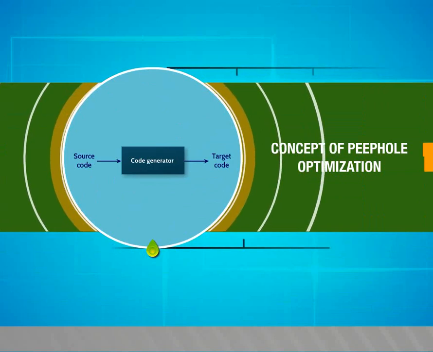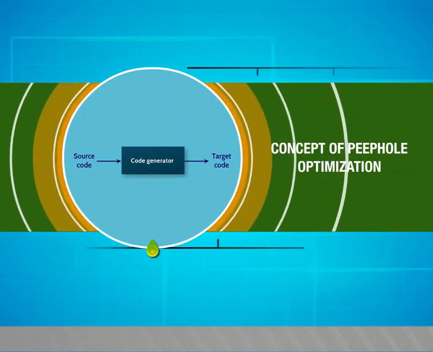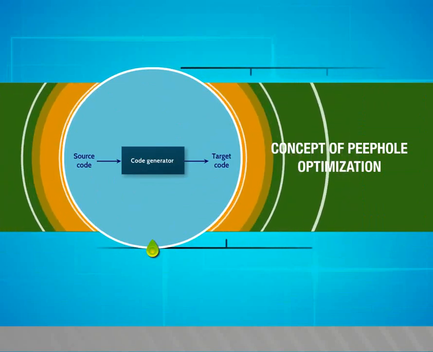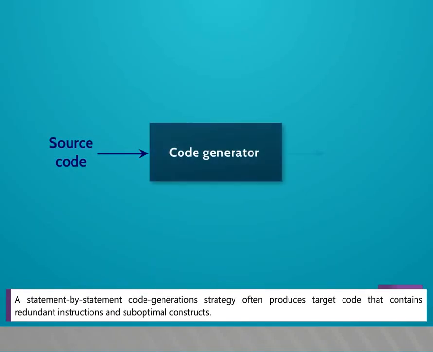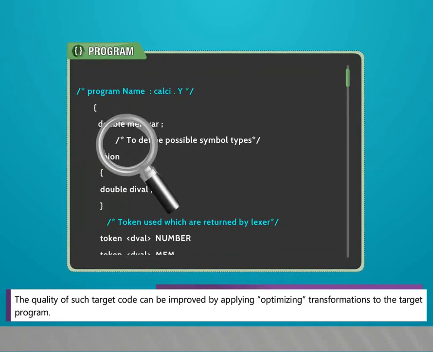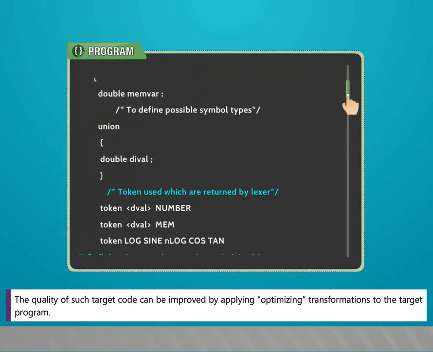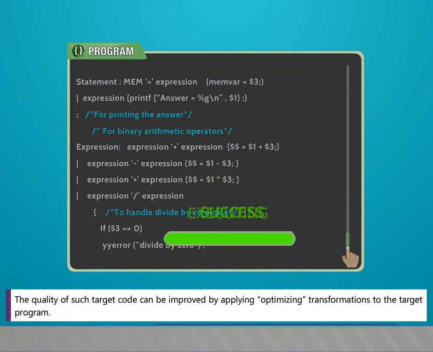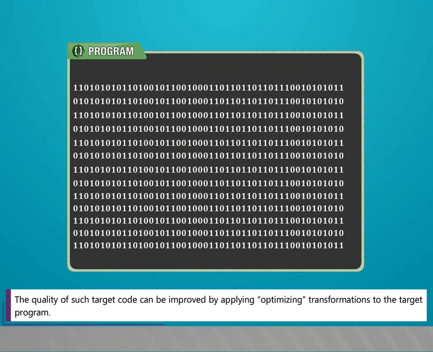Concept of peephole optimization. In this video, we are going to see the concept of peephole optimization. A statement-by-statement code generation strategy often produces target code that contains redundant instructions and suboptimal constructs. The quality of such target code can be improved by applying optimizing transformations to the target program.